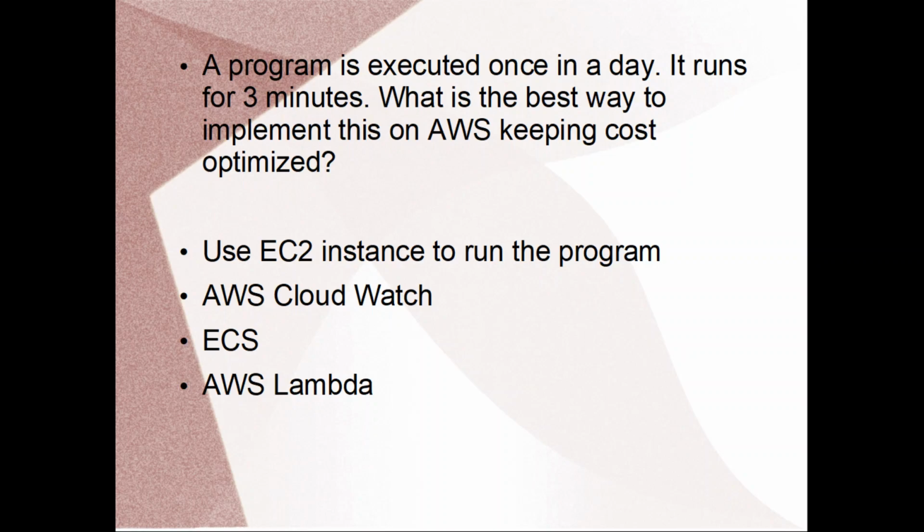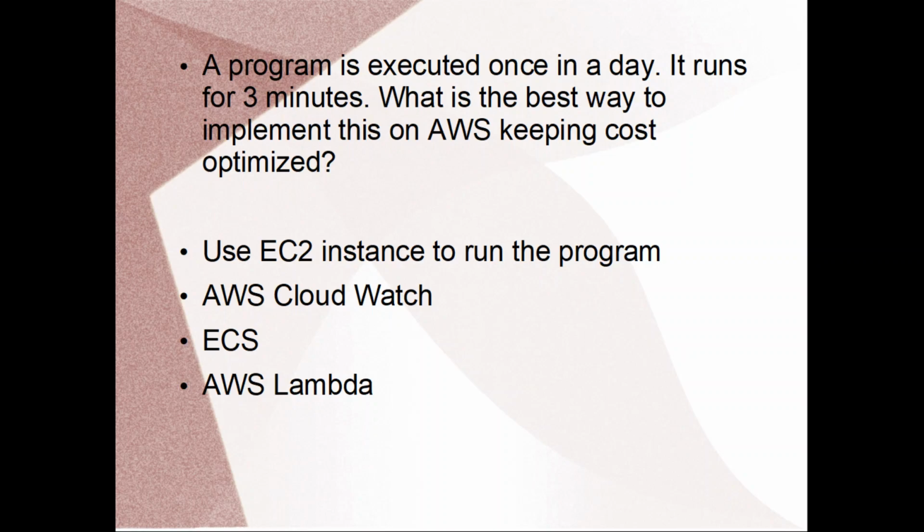And the second option is you can use AWS CloudWatch. Third option is you can use ECS, and the fourth is AWS Lambda. So after going through these options, I will strike off AWS CloudWatch right away, because AWS CloudWatch is not a compute option, it is a monitoring option. So what it does is basically monitors your AWS services and how they are performing. So I will take it away from the list, and then I am left with 1, 3 and 4.